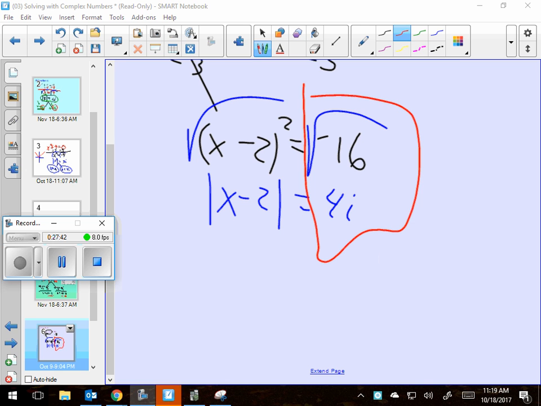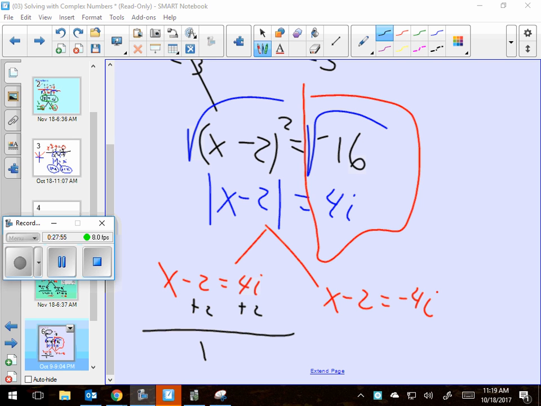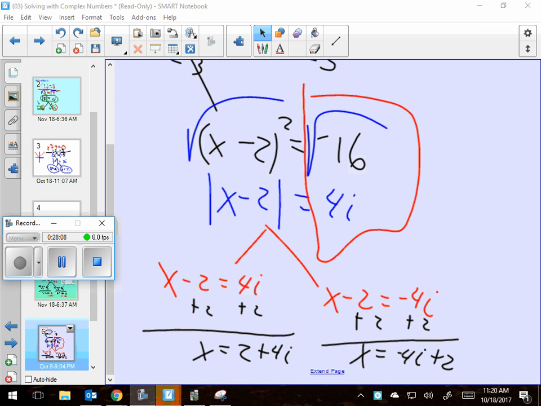So, anyway, now I'm going to split it into two things. X minus 2 is 4i, and x minus 2 is negative 4i. Right off the top 20. Add 2, and I'll try to do it in the right order this time. 2 plus 4i. If you said 4i plus 2, I would have taken it. And negative 4i plus 2. 2 plus 4i, and, oh crap, I put the number last again. 2 minus 4i. There we go.